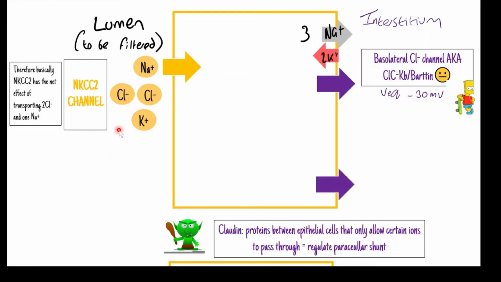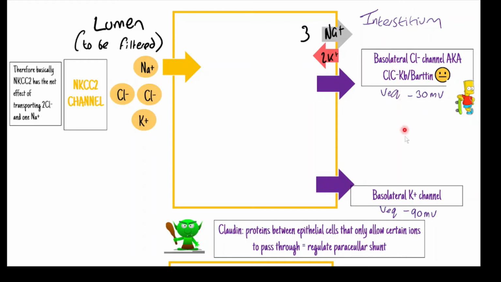Okay, and your other channel, I didn't mention this in the previous video. I did say that 15% of K plus is reabsorbed in the thick ascending limb. So it would make sense that basolaterally there's also a K plus channel, even though a lot of it exits back into the lumen again via the ROMK. There is also a basolateral K plus channel. Okay, what's the VEQ of K plus channels? You should know this. It's minus 90 millivolts. You should know this from your cardio stuff and action potentials.